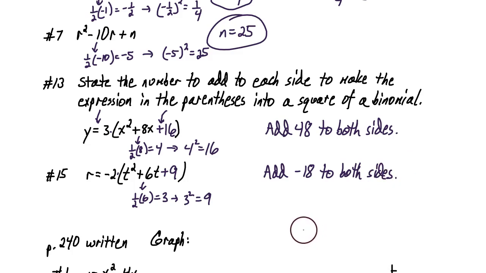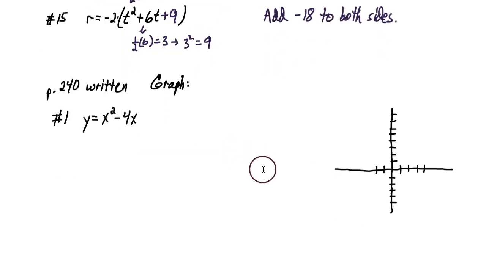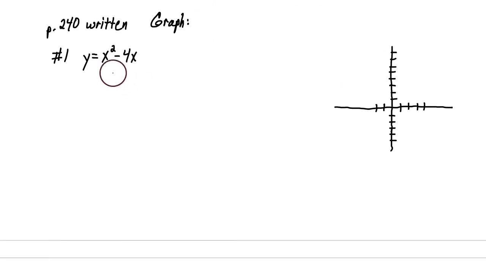It's just that the form of the negative 18 on the right side of the equals is a 9 here, but with a negative 2 out in front. Now page 240, we're asked to graph the equation. Unlike in the last chapter, this equation is not written in the form called vertex form. Vertex form had a special pattern to it.